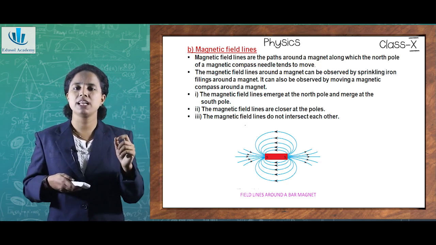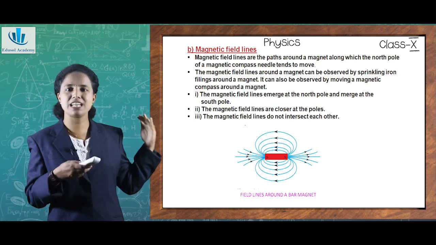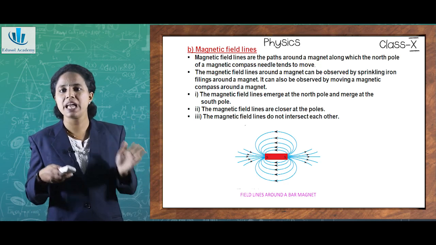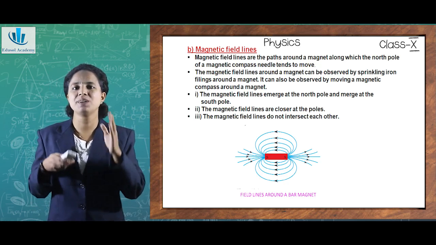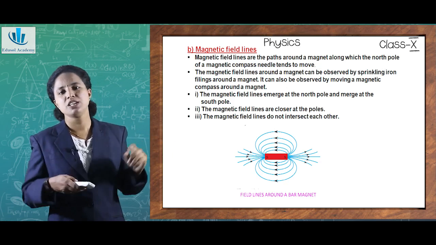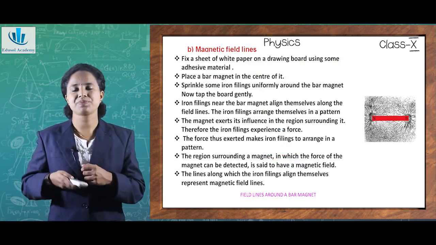The magnetic field lines also do not intersect each other. You can see each of them is independent of the others. None of them overlaps. So the magnetic field lines do not intersect each other. This particular diagram shows the field lines around a bar magnet.